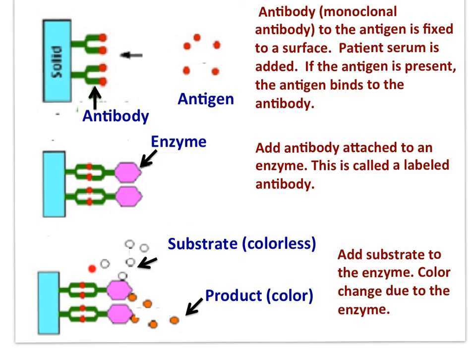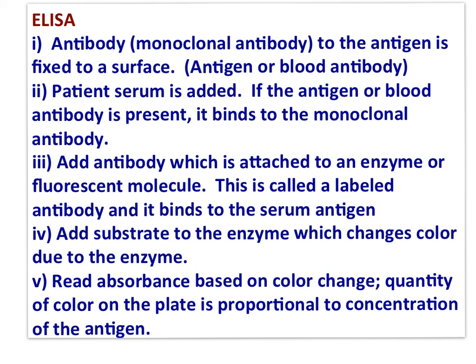And then we add a substrate to the enzyme. Color change occurs due to the enzyme, and the quantity of color on the plate is proportional to the concentration of the antigen, the presence of the disease. I'll be showing you more diagrams to help you understand the ELISA technique, but here is the technique in words. You can stop the movie now to take notes or follow along with me.